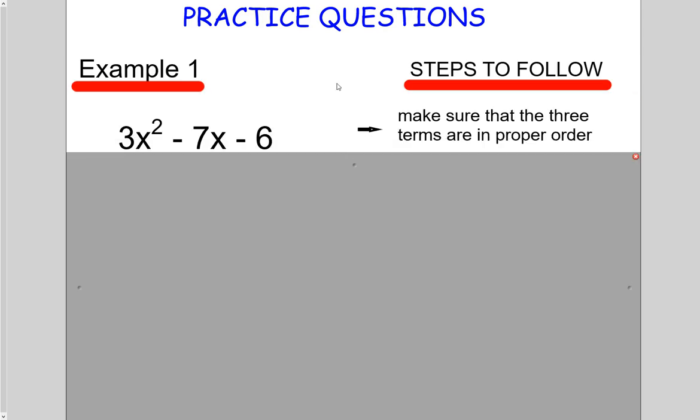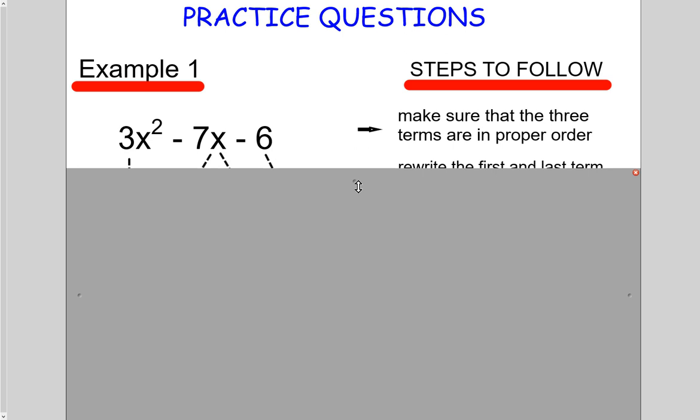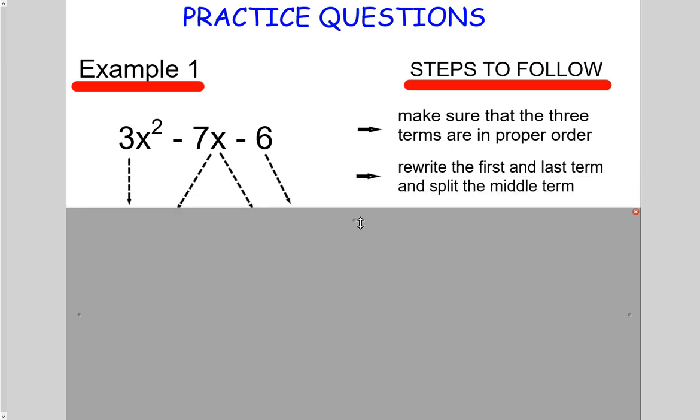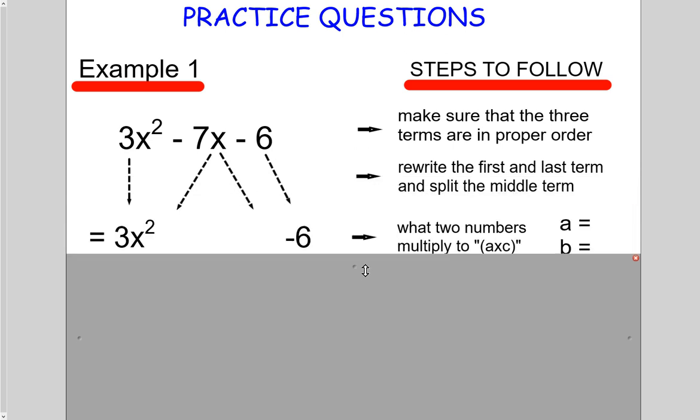So here's our example. We've got 3x squared minus 7x minus 6. This is a complex trinomial because I can see I got that 3 out front, right there. So that's not a 1. It would be with a simple trinomial, so this is our complex trinomial. First, we've got to make sure that all three terms are in proper order. We've got our largest exponent of x first, and then our x to the 1, and then just our constant, our regular number at the end. So we did that.